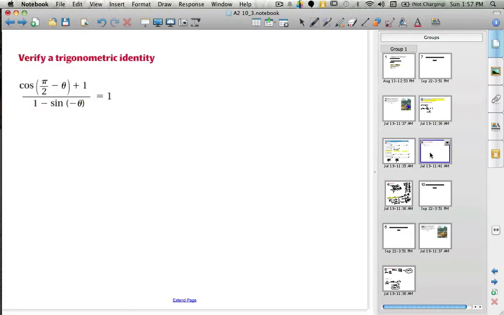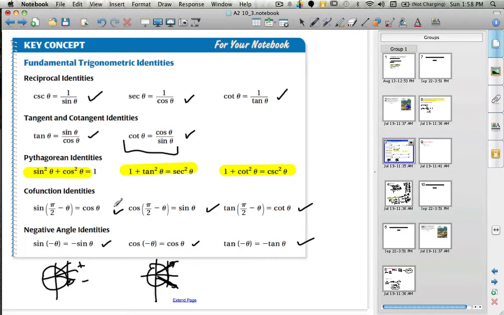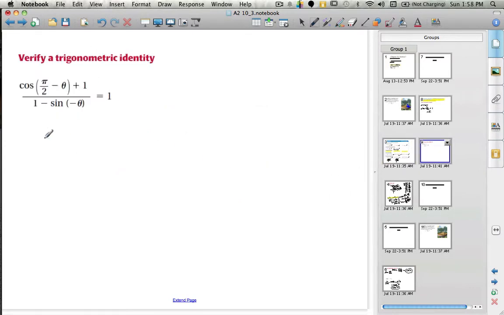Okay, something that's a little more complicated might look like this. So let's take a look at what we've got. I know I've got these guys with the complementary angles. Cosine of pi over 2 minus theta, I think that's equal to sine. See, in cosine, it is. It's equal to sine, so I'm going to use this. And I'm going to replace that numerator with just sine of x, or actually sine of theta. We're using theta here.